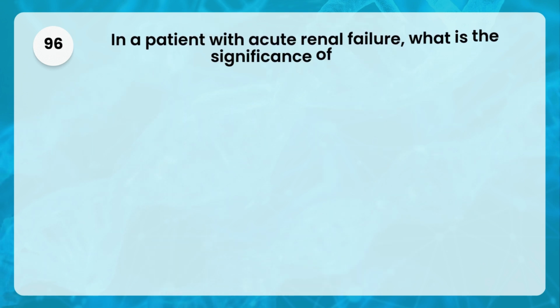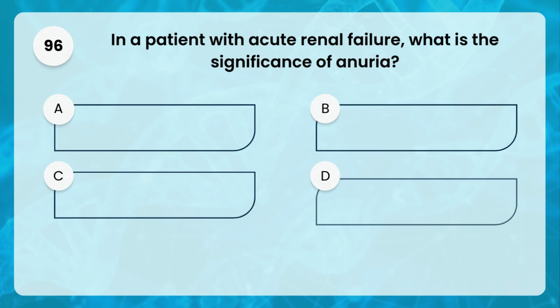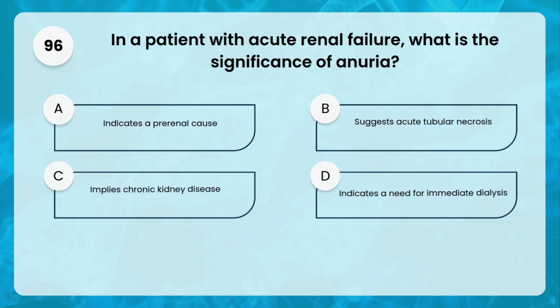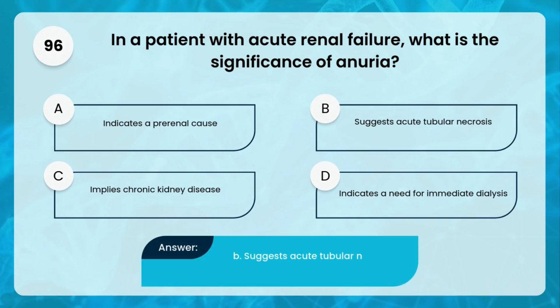Number 96. In a patient with acute renal failure, what is the significance of anuria? A. Indicates a prerenal cause. B. Suggests acute tubular necrosis. C. Implies chronic kidney disease. Or D. Indicates a need for immediate dialysis. The answer is B. Suggests acute tubular necrosis.